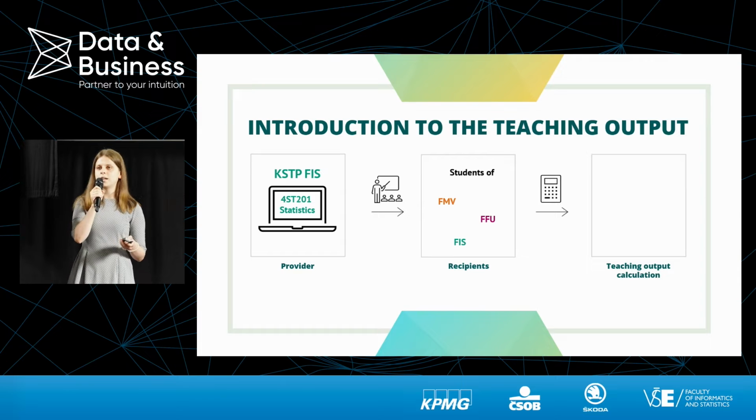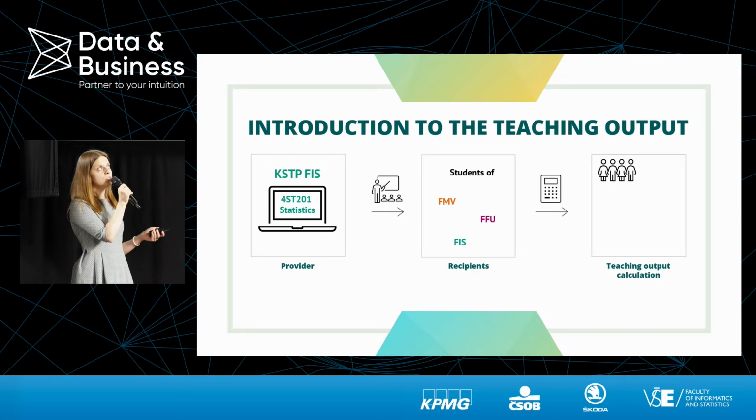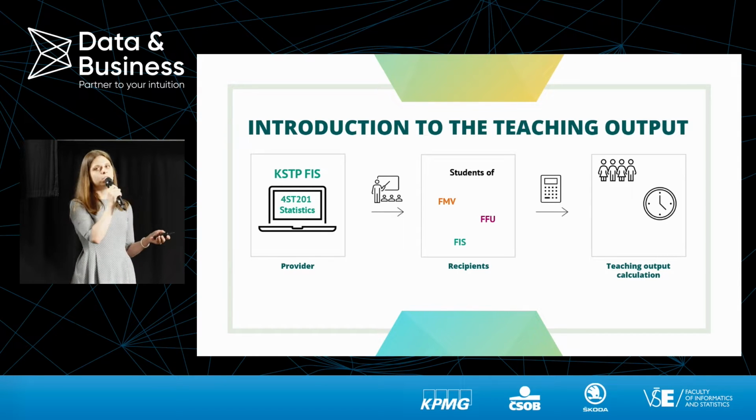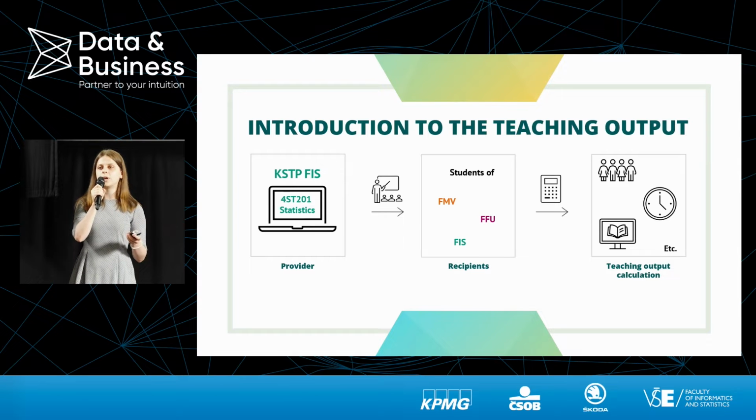Teaching output is a number of points gained based on several parameters, such as the number of students enrolled in the course, the number of hours spent teaching the course, whether it was a single lecture or a lecture with parallel classes, and so on. The teaching output is calculated for each course, including the defense and leading of theses, as well as for the state exams.